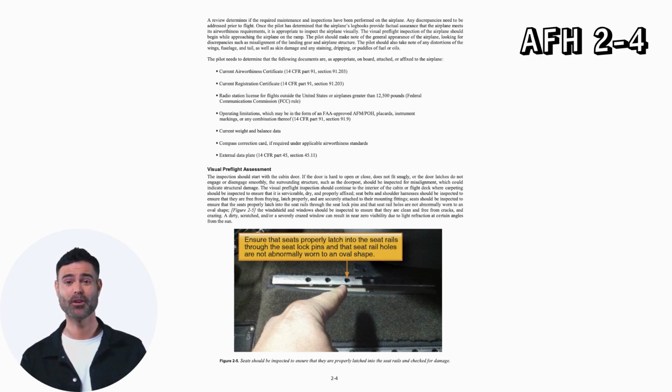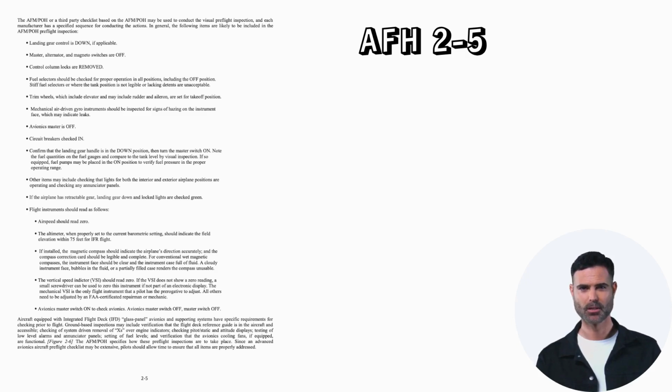The windshield and windows should be inspected to ensure that they are clean and free from cracks and crazing. A dirty, scratched, and/or severely crazed window can result in near zero visibility due to light refraction at certain angles from the sun. The AFM-POH, or a third-party checklist based on the AFM-POH, may be used to conduct the visual pre-flight inspection, and each manufacturer has a specified sequence for conducting the actions. In general, the following items are likely to be included in the AFM-POH pre-flight inspection.